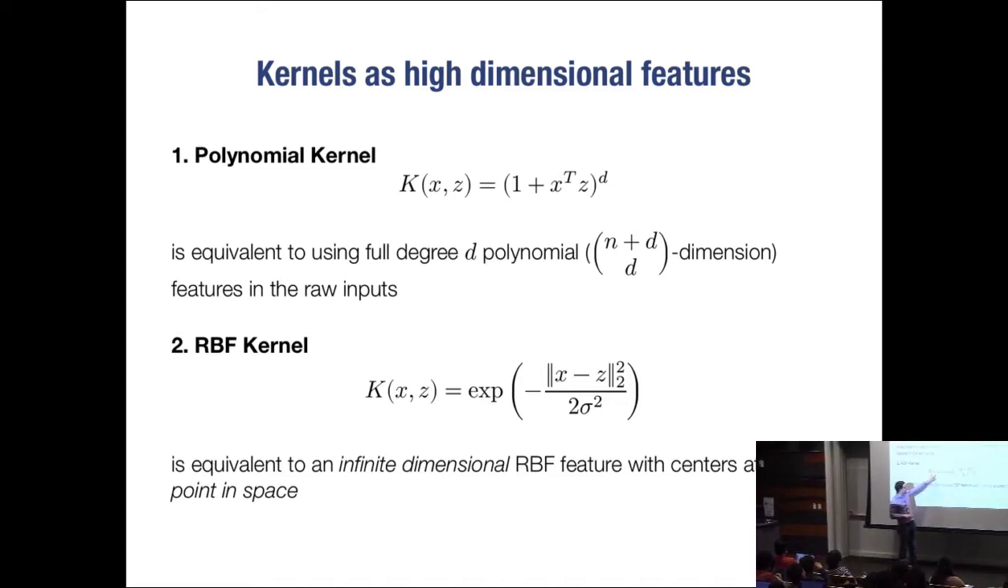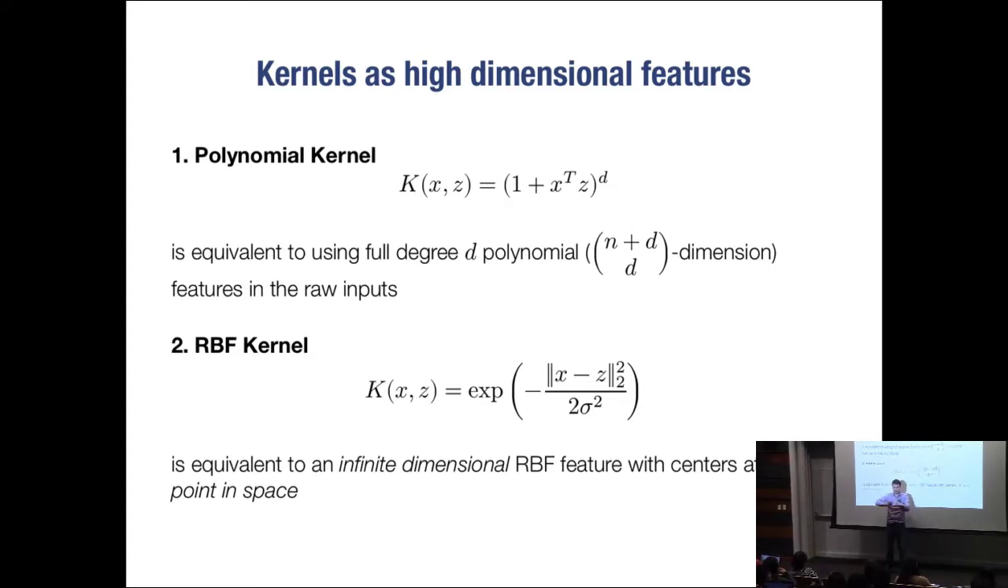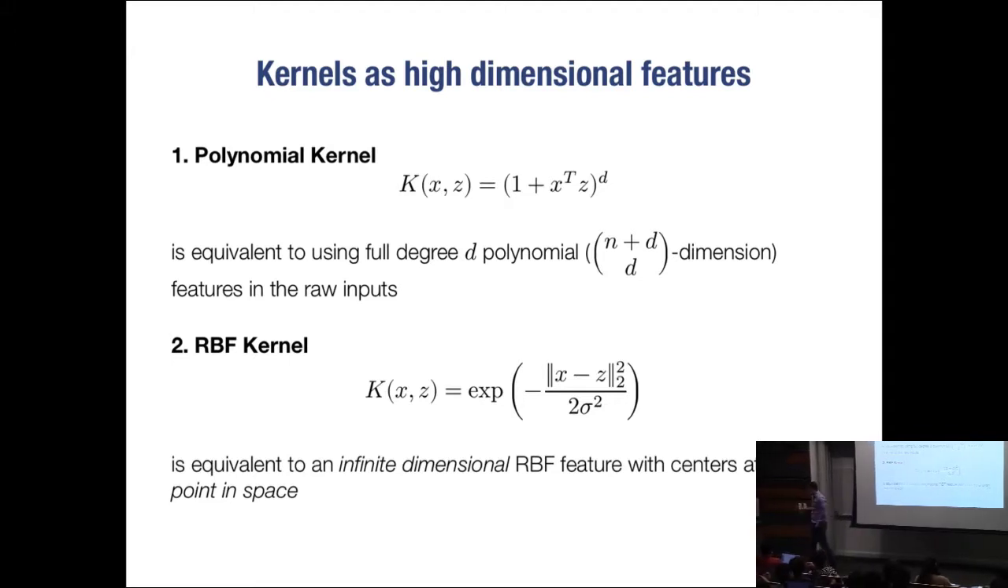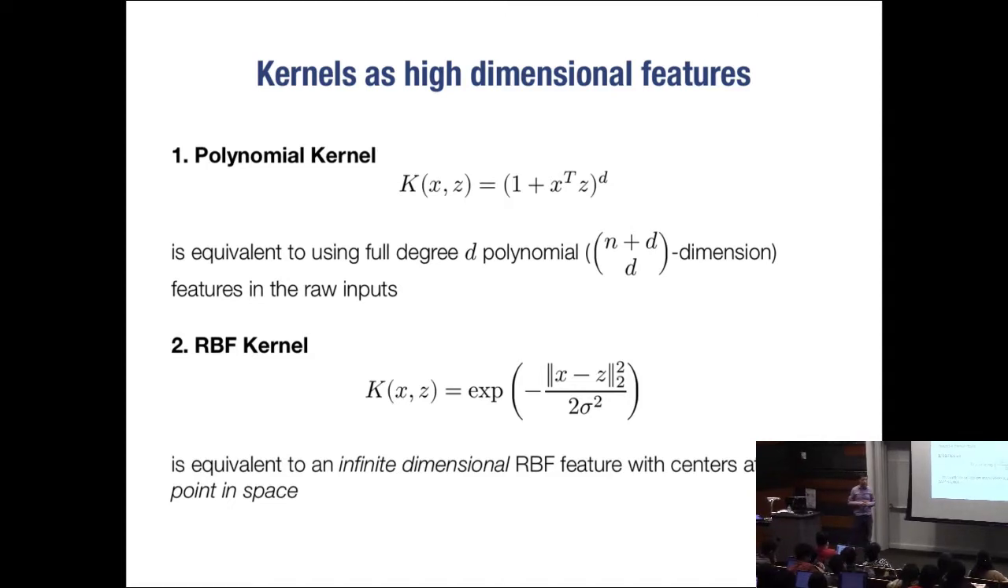So that's this thing here where I have k between x and z. These are two input points, remember, not any centers. I'm not defining any centers here. I'm just taking this kernel to be the difference between these two points. It turns out this is exactly equivalent to using an infinite dimensional RBF feature with a center around every single point that exists in the space. So this is not just a big feature, but actually an infinite dimensional feature that you cannot represent.